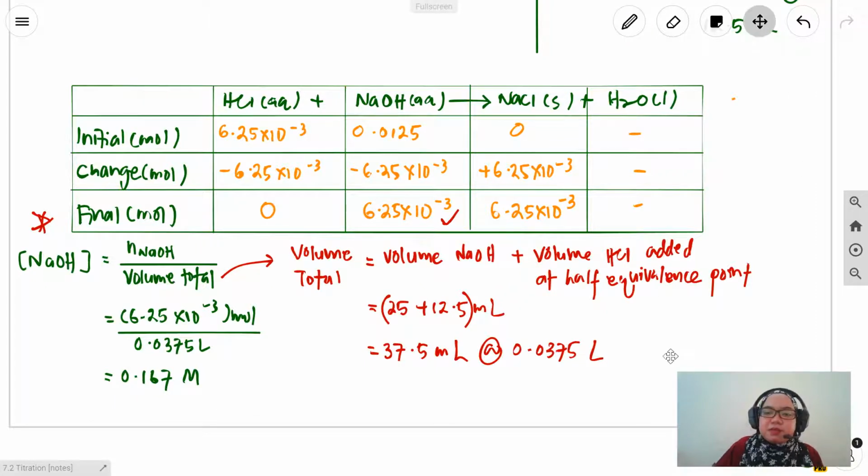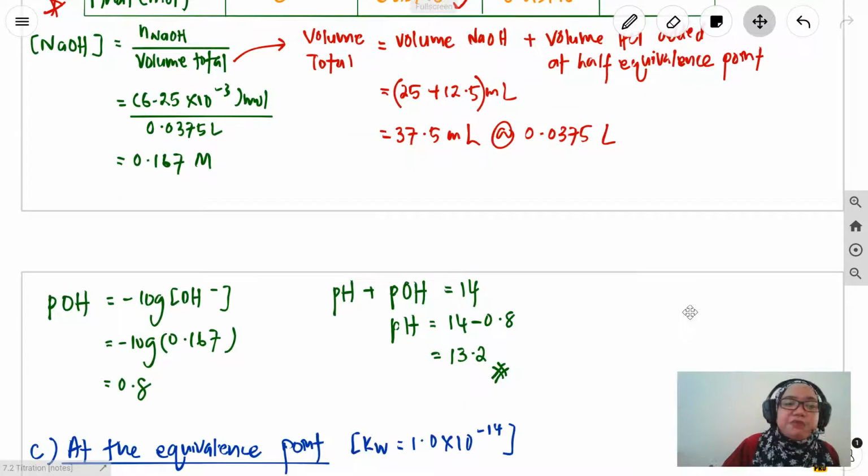Okay. Now, kita boleh cari pOH. Sebab kita dah tahu concentration of sodium hydroxide at half equivalence point. So kita boleh assume yang hydroxide ion punya concentration sama dengan sodium hydroxide punya concentration final. So kita boleh dapat pOH 0.8. So boleh dapat pOH, bolehlah cari pH. So our pH now is 13.2 at half equivalence point.